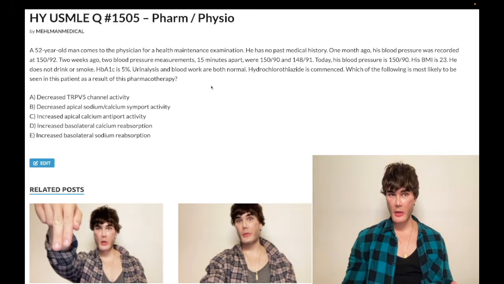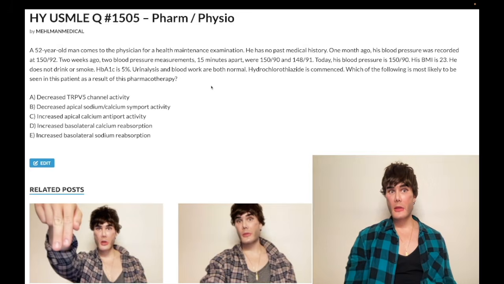PTH acts in the late DCT. So the early DCT for thiazides, is it acting on the apical membrane side of the urine or the basolateral membrane side of the blood? It's the apical membrane side of the urine. And what's it inhibiting there? The sodium chloride symporter. So you say thiazides, they inhibit the apical early DCT sodium chloride symporter, fine.